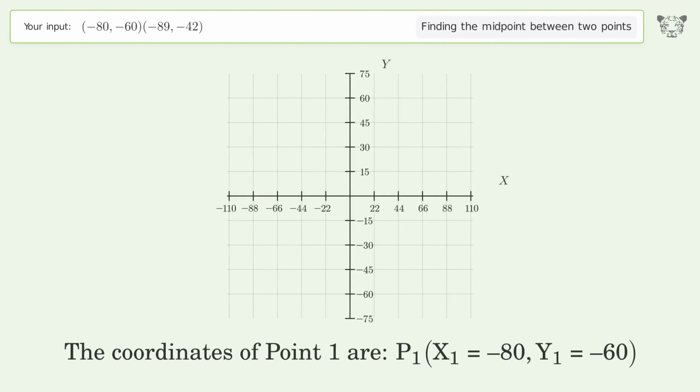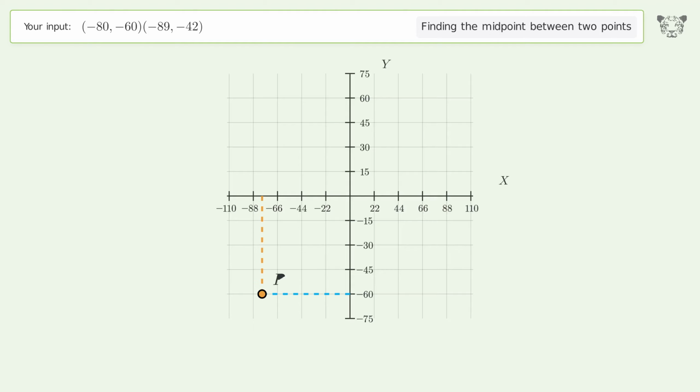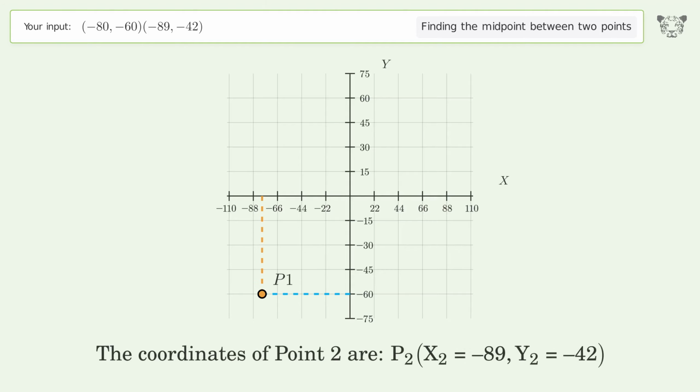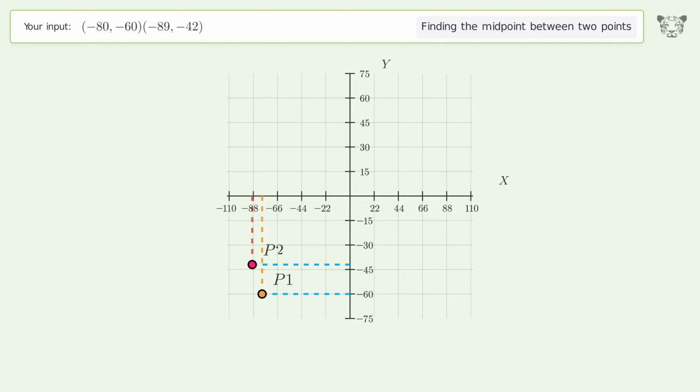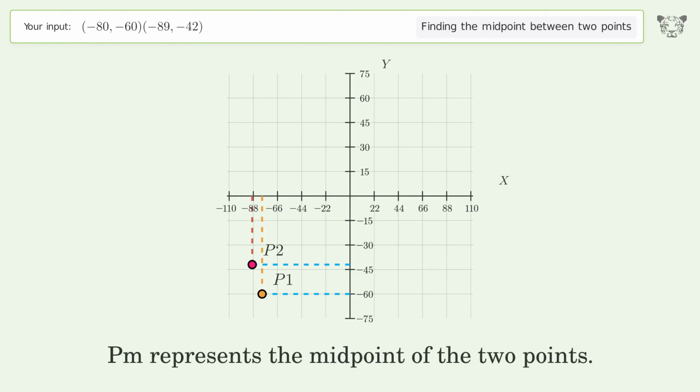The coordinates of point 1 are, x1 equals -80, y1 equals -60. The coordinates of point 2 are, x2 equals -89, y2 equals -42. PM represents the midpoint of the 2 points.